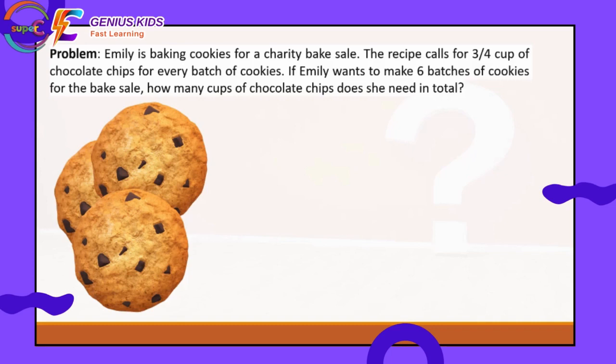Over here, I can see that Emily wants to bake for a charity sale. She wants to bake 6 batches of chocolate cookies, and one batch of chocolate cookies requires 3/4 cup of chocolate chips. So in all, how many chocolate chips are required to bake 6 batches of chocolate chip cookies?